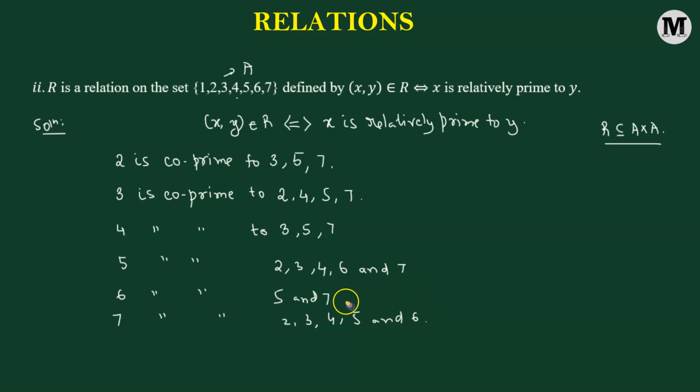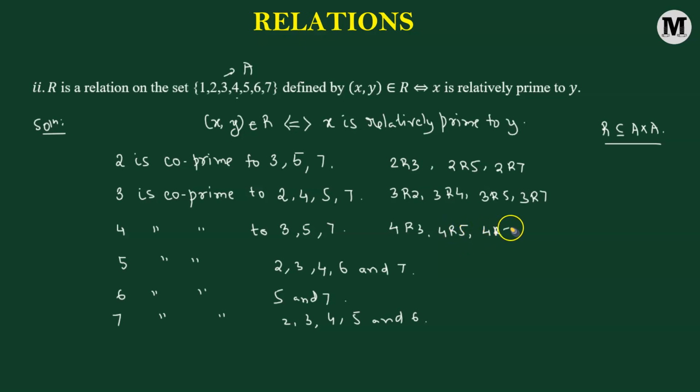Right. So we have successfully obtained the relative primes. That means 2 is relatively prime to 3. So that gives us the relation 2R3. 2 is co-prime to 5, so that gives the relation 2R5. Then we have 2R7. Similarly, here we have 3R2, 3R4, 3R5, and 3R7. Then 4 is co-prime to 3, 5, and 7. So we have 4R3, 4R5, and then we have 4R7.